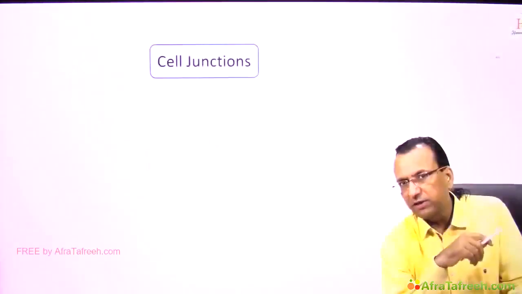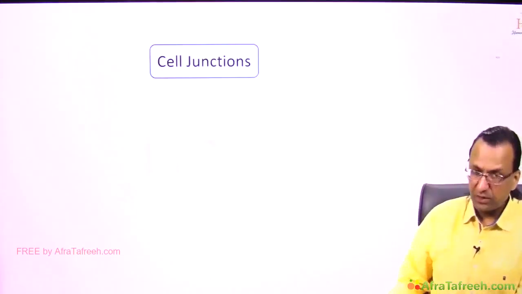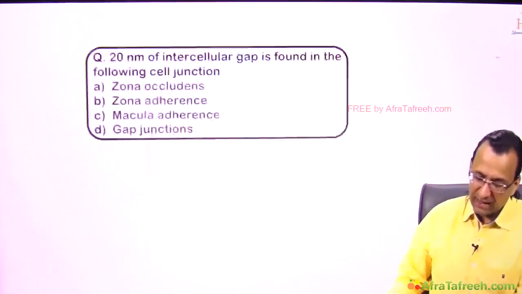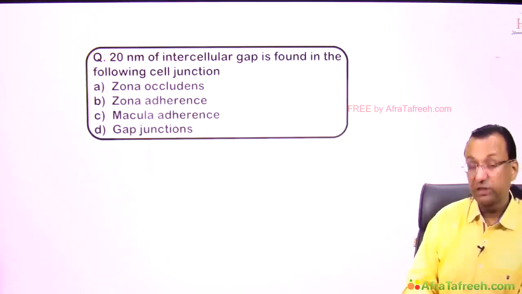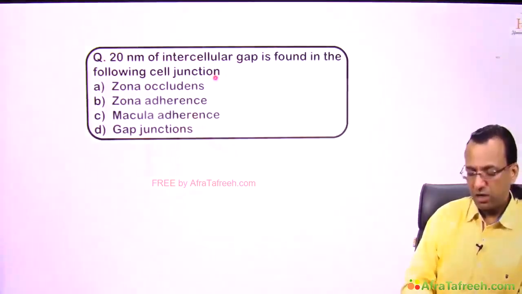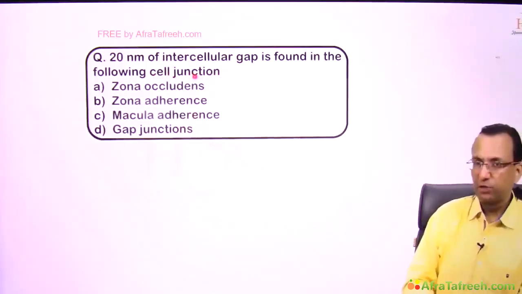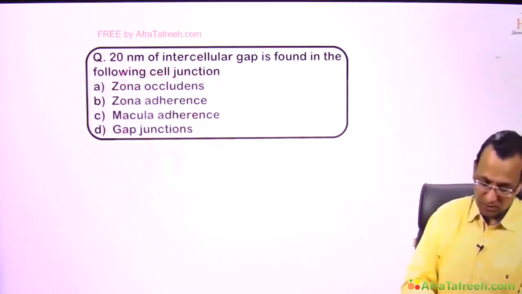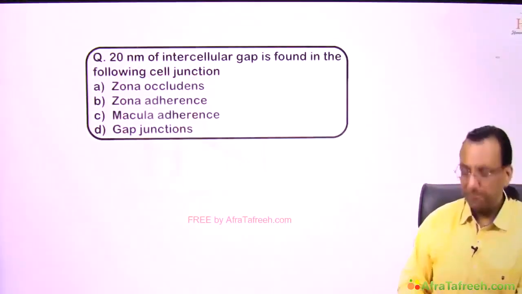When we are talking about the cell junctions, there are numerous questions coming these days. And this question is asking, 20 nanometer of intercellular gap is seen in which cell junction? One of the All India PG pattern question, DNB pattern question. So what do you think could be the answer? 20 nanometer of intercellular gap, where?